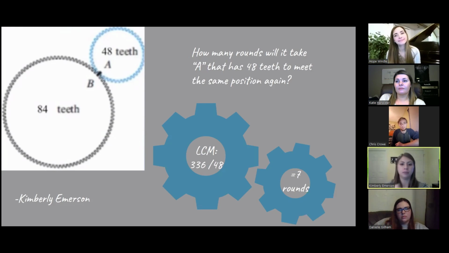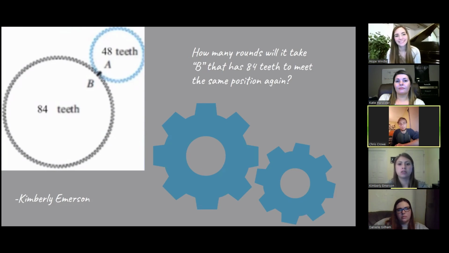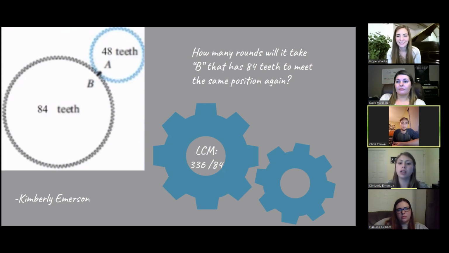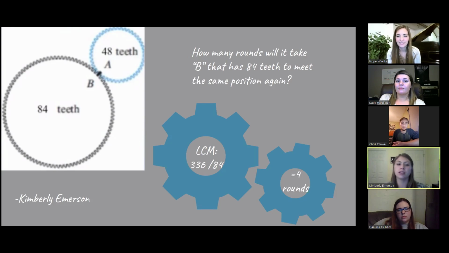So let's look at B. So we're going to do the same exact thing. Since we know B has 84 teeth, we're going to divide the least common multiple, 336, by 84, and that's going to give us 4 rounds. And the reason why that number is much smaller is because that is much bigger. Mm.